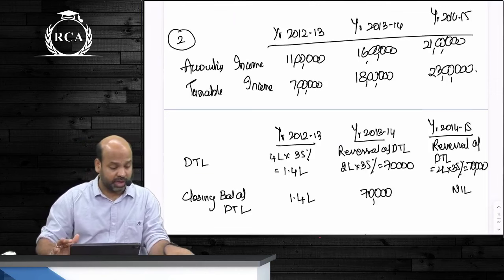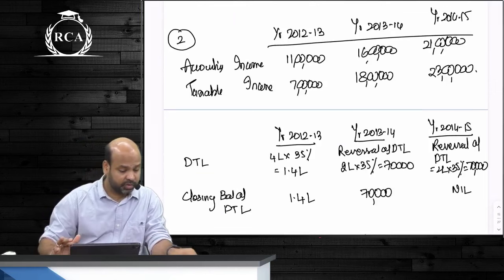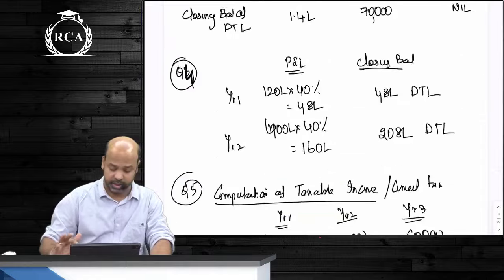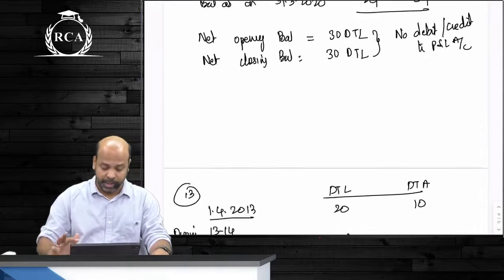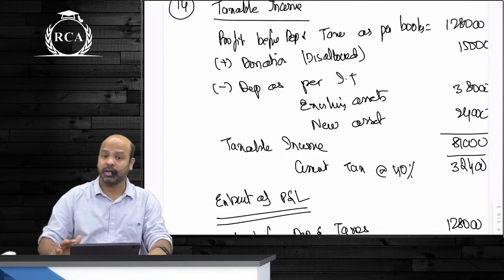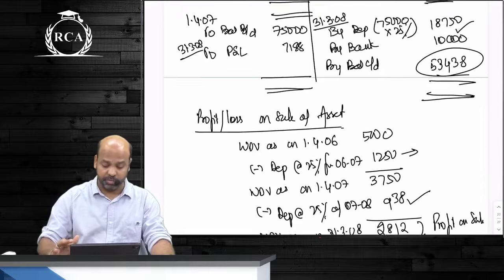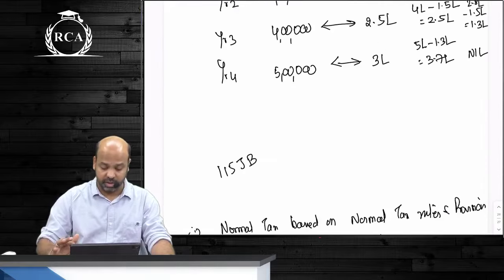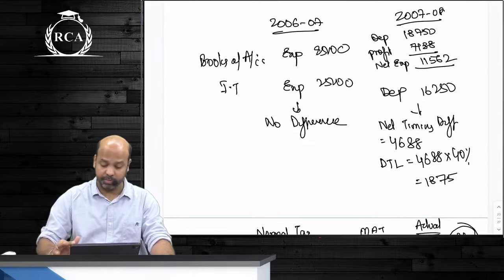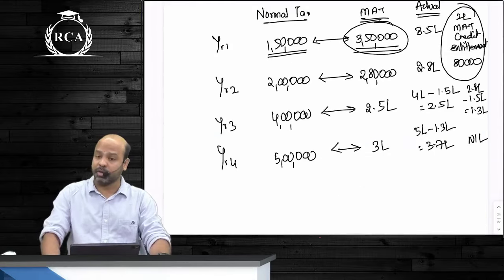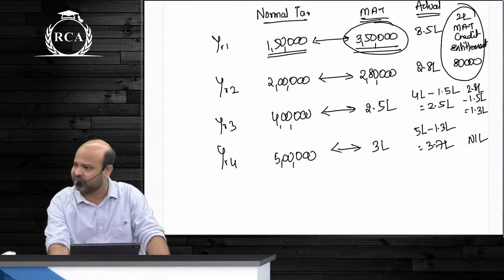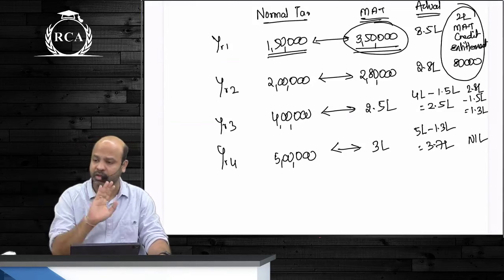After this, the last concept that we had was in relation to minimum alternate tax. In MAT, I said that companies are subject to minimum alternate tax. The provisions of minimum alternate tax state that a company would be liable to pay taxes based on normal provisions or based on book profits, whichever is higher. Book profits is not the same as accounting income.